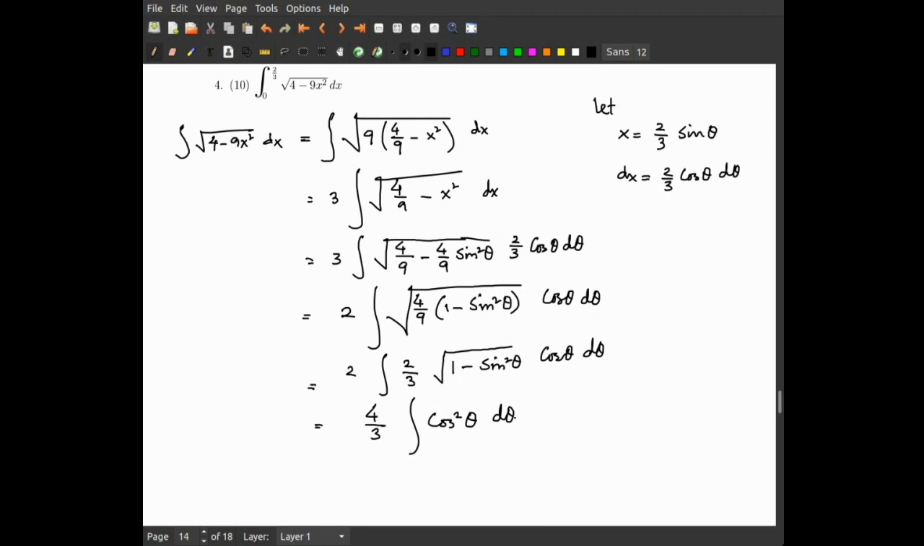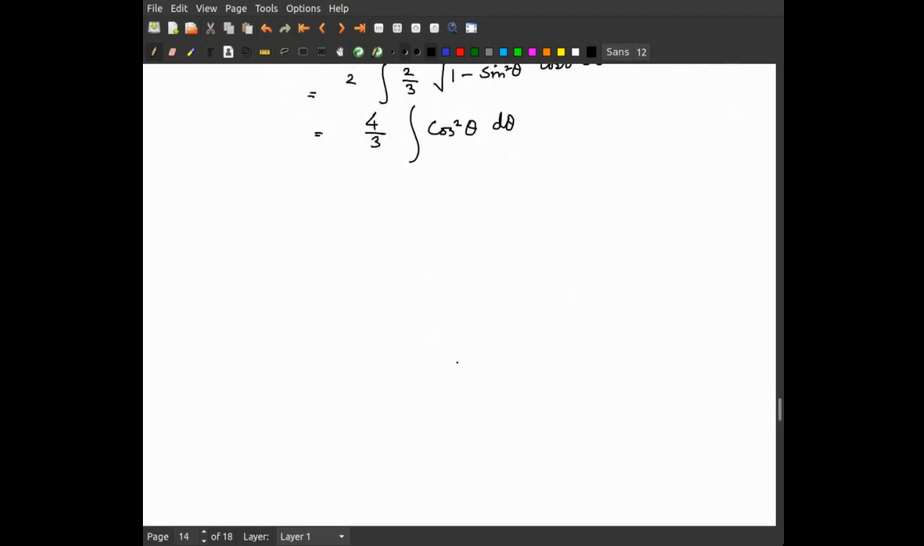Now, I don't want to ask you because you already know that one, because it's a similar situation to the previous problem. When you have sine squared or cos squared, the only way to go is to use the double angle formula. So let's use that one. 4 over 3 integration of 1 plus cos 2 theta divided by 2 d theta. That 2 is getting cancelled. That would be 2 over 3. And the integration of this one is theta. Integration of cos 2 theta is sine 2 theta, but there is a 2 again.